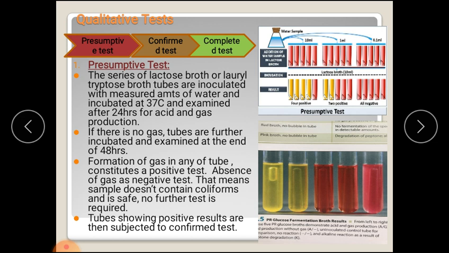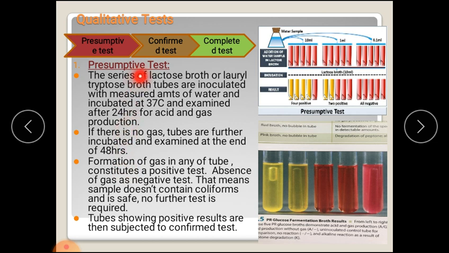The routine bacterial analysis for testing of coliform is done in a qualitative way and a quantitative way. So today we are going to study about the qualitative test. This qualitative test is performed in 3 different steps. First is the presumptive test, second is the confirmed test, and third is the completed test.